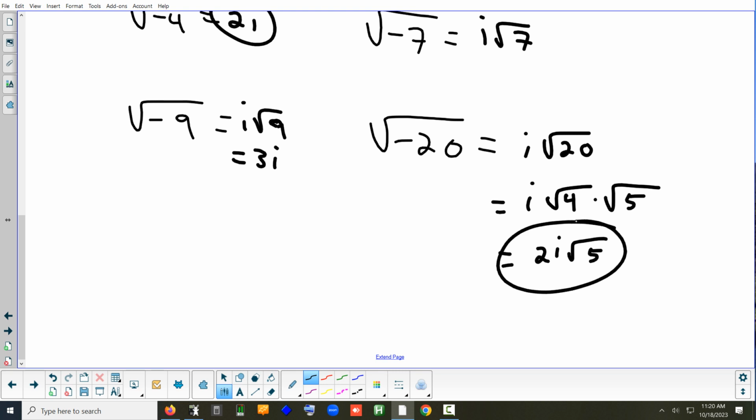Okay, so that's how you simplify square roots. That's going to come up when we do the quadratic formula. We're going to end up with a square root, and sometimes there's going to be a negative under it. Then we have to simplify it just like we did here. Sometimes it'll simplify because you have a perfect square. Sometimes all you can do is break it down. Any questions on that?